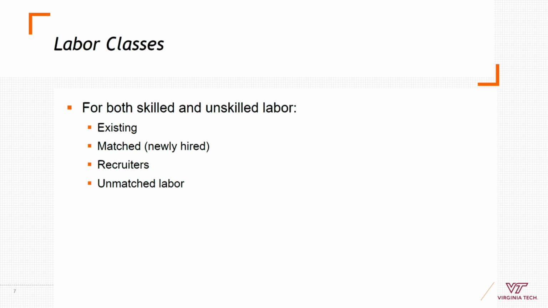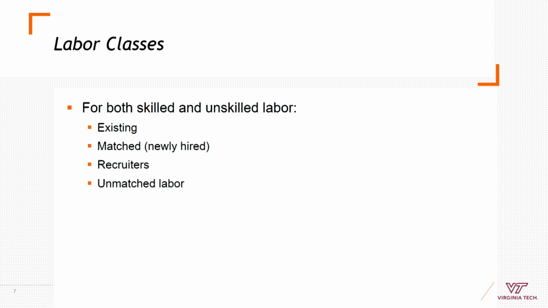Okay? For each labor type, so skilled and unskilled labor, now there's going to be 4 different, what I call labor classes. So there's going to be existing labor, both skilled and unskilled, matched labor, which I'm going to call newly hired, some recruiters, and then there's going to be a pool of unmatched labor. So the unmatched labor you can think of as the individuals who are currently not employed, and we're going to be drawing the matched labor from that pool.